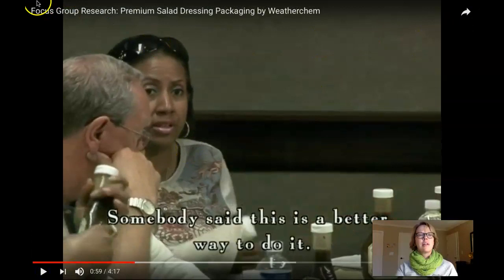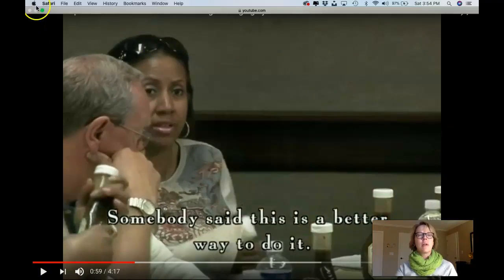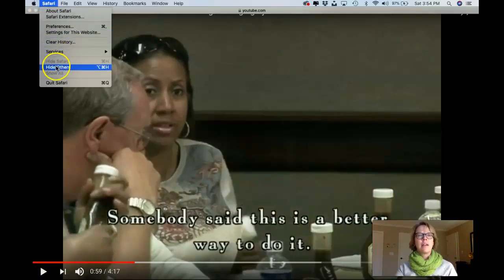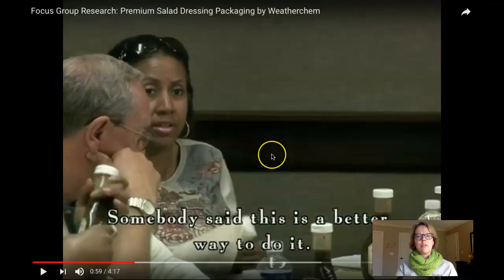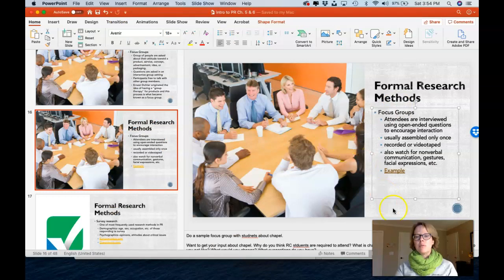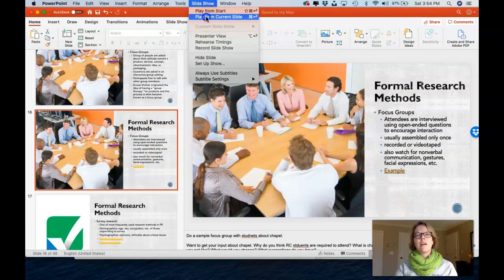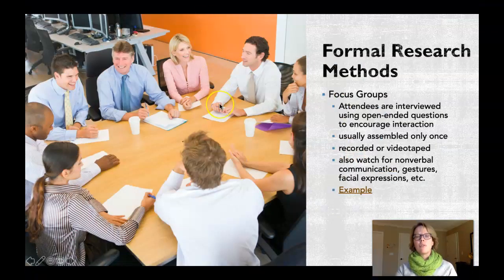Okay, so I didn't want to play too much of that, but it gives you an idea of what a focus group is like. I'm trying to get everything flipped back here on my computer. So it gives you an idea of how a focus group is coordinated.